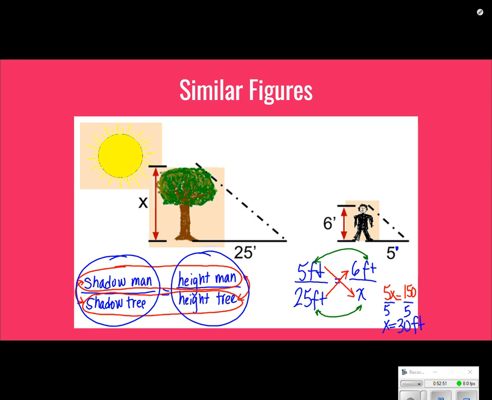You want to make sure you are paying attention to the relationships. I always do small part over big part, but that's just me. You can always do big over small. But you have to set them up to where you're paying attention to the relationships in each fraction as well as the numerators and denominators.